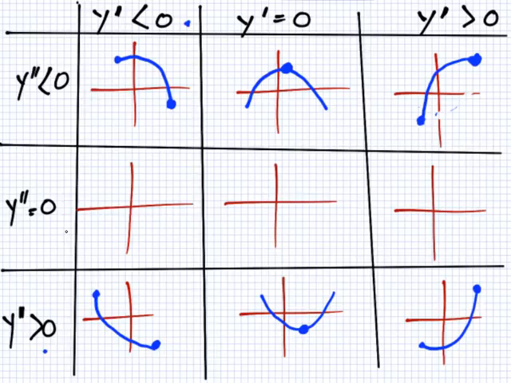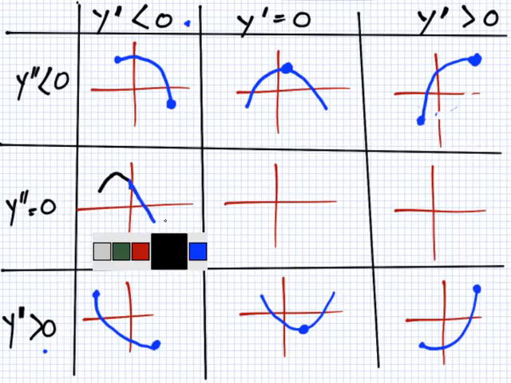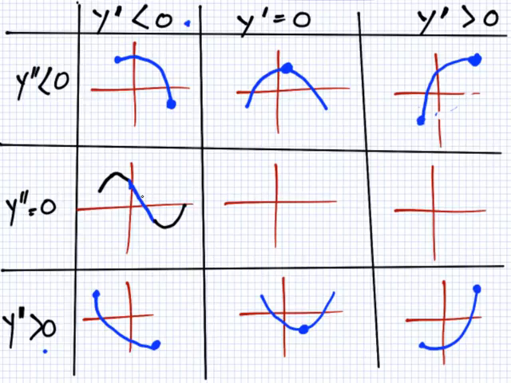Inflection point means it switches from concave to convex or convex to concave. So if it's negative, it's a decreasing inflection point, so it's probably like this. This is decreasing inflection. This one here is increasing inflection, so it's going to be like this part here in blue.